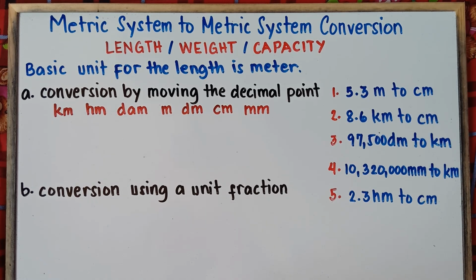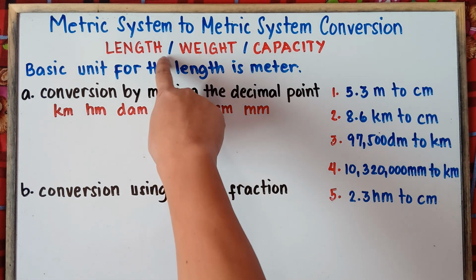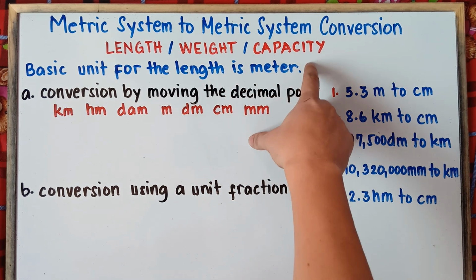Our topic for today's class is all about metric system to metric system conversion. So without further ado, let's do this topic. Now, the metric system measurement is categorized into three main types. We have the length, we have the weight, and we have the capacity.